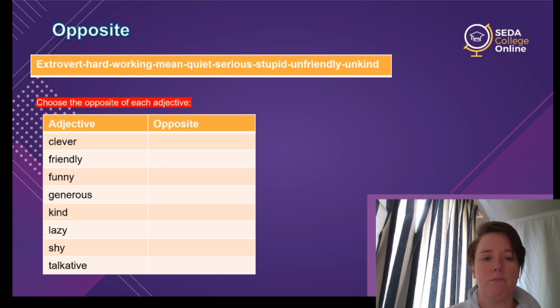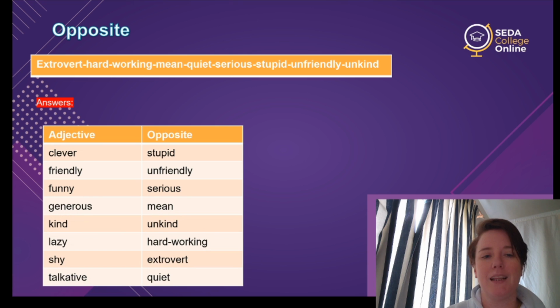Friendly, funny, generous, kind, lazy, shy, and talkative. So you're writing the opposite meanings to all of these. Choose each one. So just write down the opposite of each one. And again, if you don't have a pen and paper, just do it in your head and see if you are correct. Okay? Let's have a look. See how you got on.